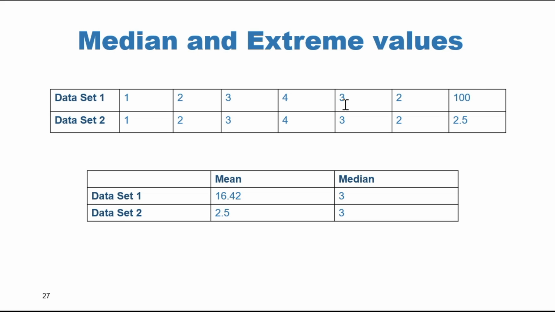But in case of data set 1, there is one value which is too big as compared to other data points. So in this case, the mean is 16.42, while 16.42 is nowhere in the data set 1, right? Even no value is close to 16.42 in data set 1. So in this case, median is a better representative. So as I told you earlier, when we have outliers, we should not use mean as a measure of central tendency. Then which measure we should use? So its answer is, we should use median as a measure of central tendency when we have outliers.